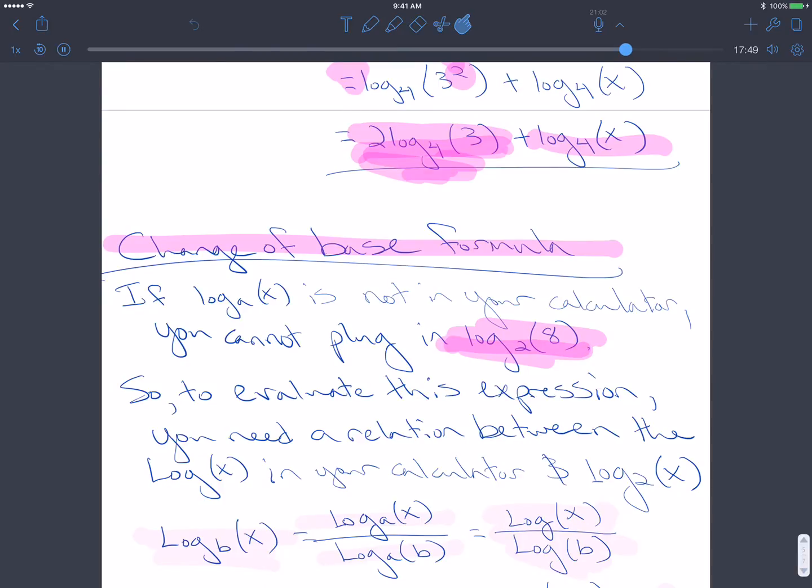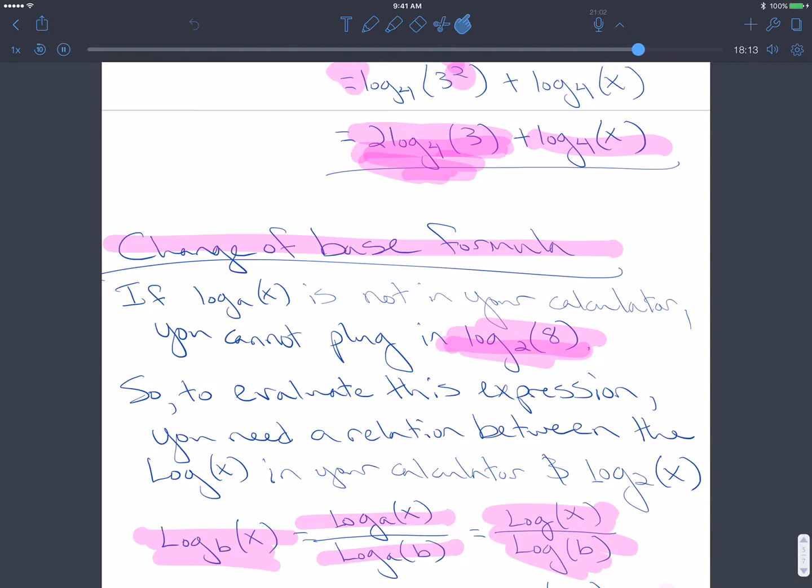Specifically, all we need is the ratio of some other logarithm evaluated at x over that same logarithm evaluated at the base. So log base b of x is going to be given by some log base a evaluated at x also, but then divided by log base a evaluated at b. So for your built-in log, for log base 10, that would just be log x over log b.